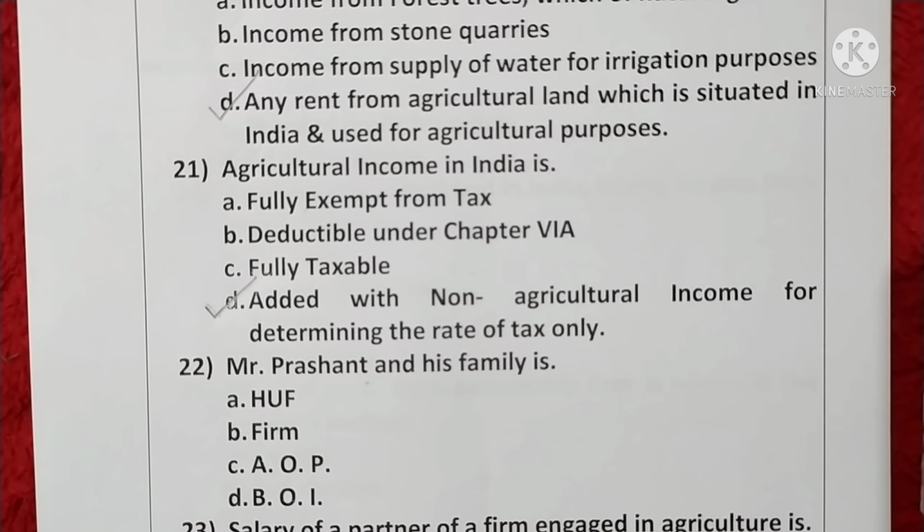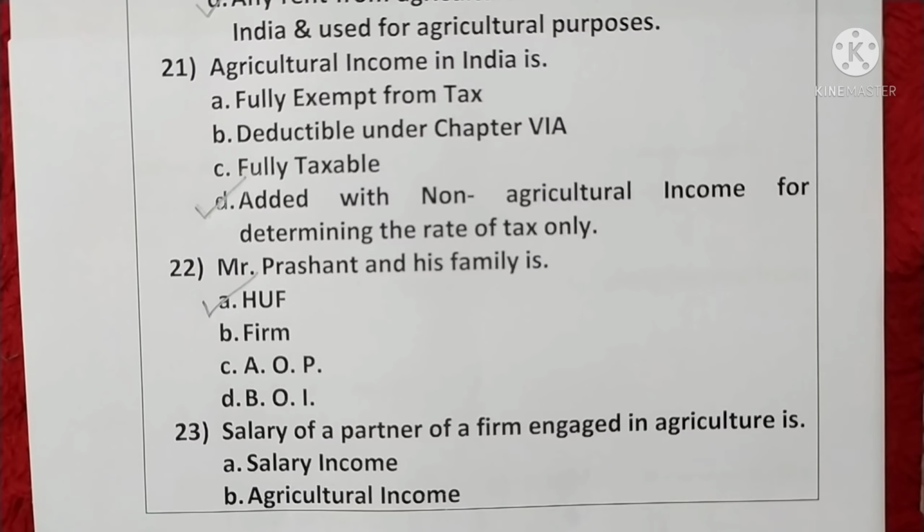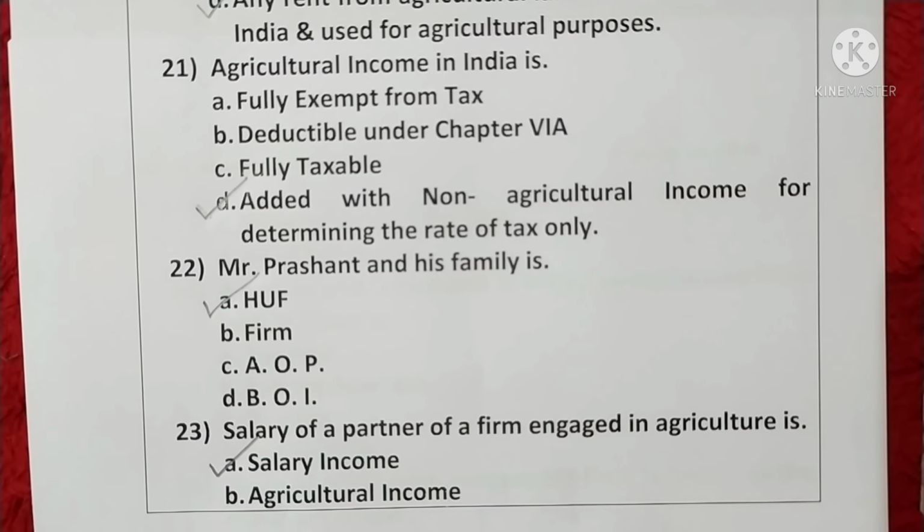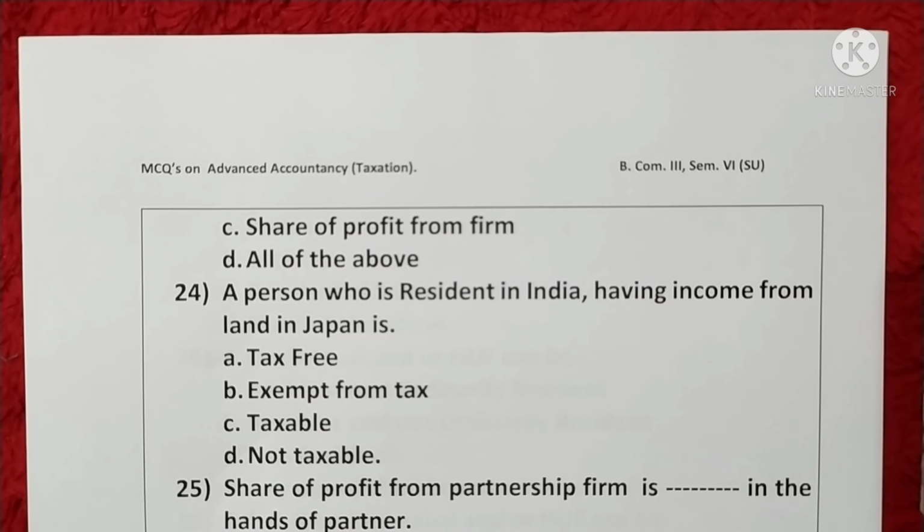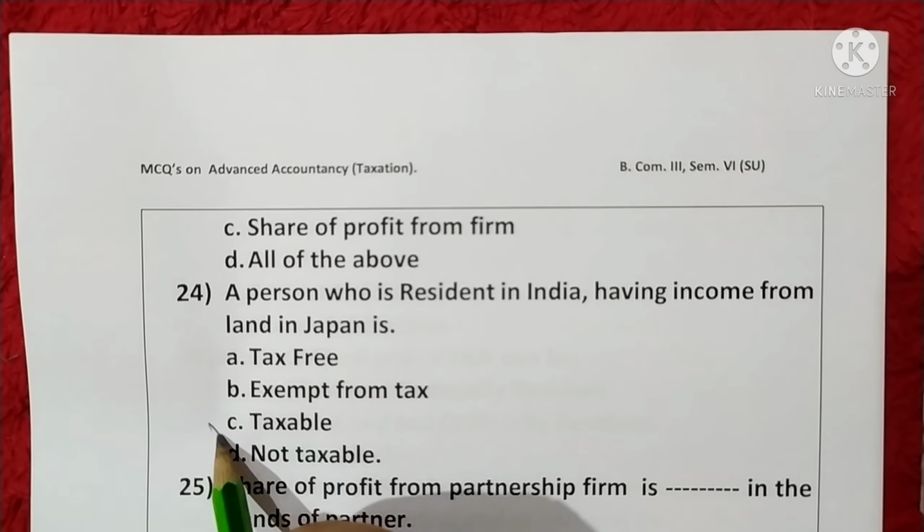Question 22. Mr. Prashant and his family is a Hindu undivided family. Option A is correct one. Question 23. Salary of partner of a firm engaged in agriculture is a salary income. Option A is correct one. Question 24. A person who is resident in India having income from a land in Japan is taxable. Option C is correct one.